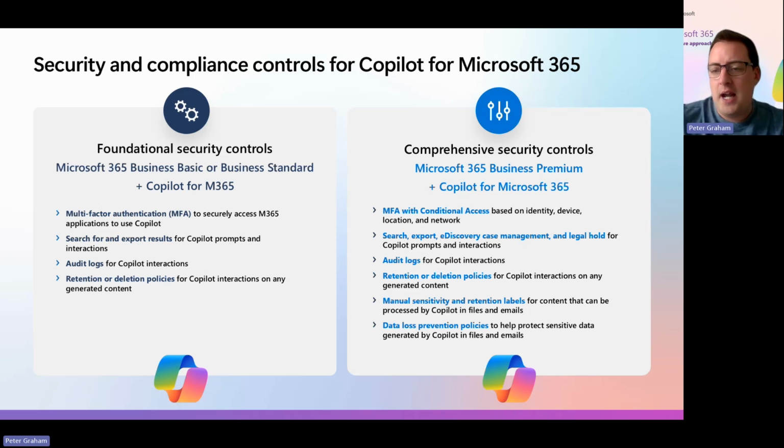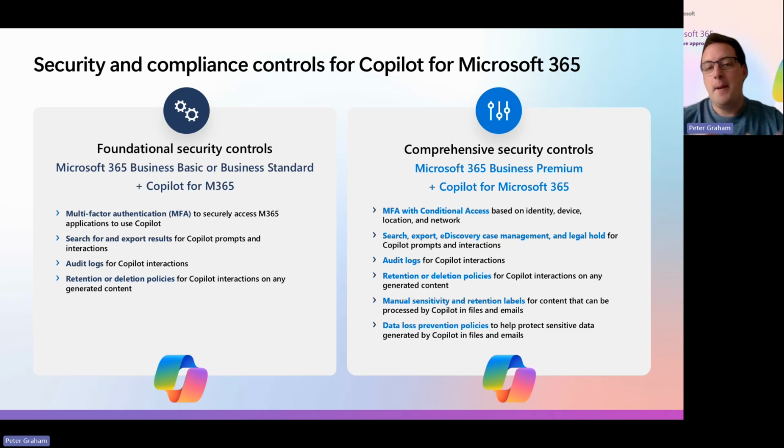So the good and better approach, you can see here from an SMB standpoint, is your Business Basic and your Business Standard. You have your multi-factor authentication. You can search and export results from Copilot. You can have retention and deletion policies for Copilot interactions, which is great. And that's kind of like the bare minimum that you can have when it comes to those licenses and what you can do and control within Copilot.